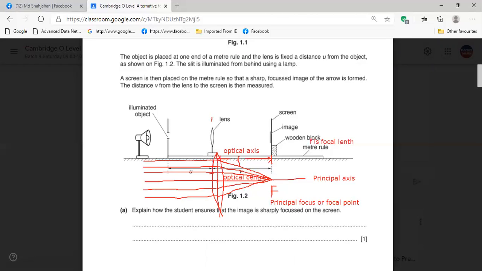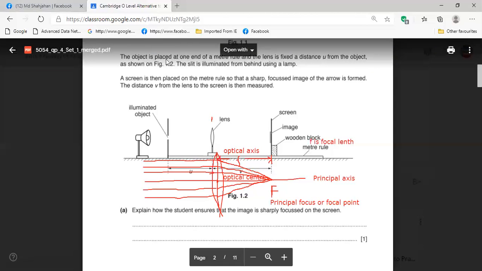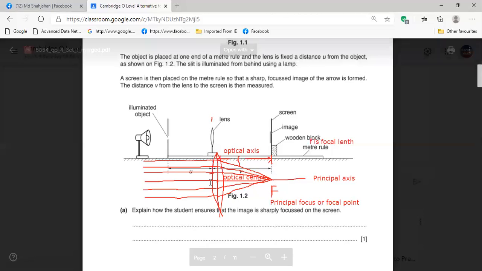Okay, so we understand that it's between f and 2f. Is it clear why we need to fix it, the lens and the object? Yes, sir. So we are done with this part. Whatever you wrote, that is correct. And beside your answer, you write slowly. You move your screen slowly, carefully.